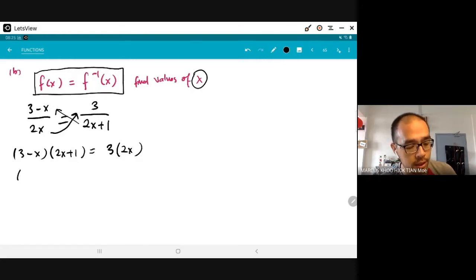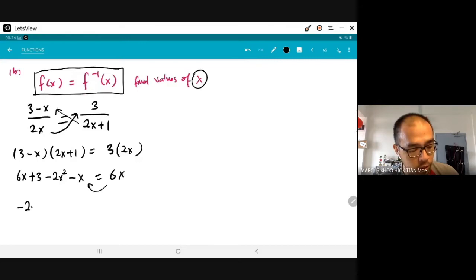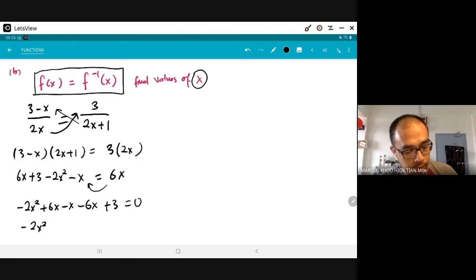Then after this, I think you should have already studied this. Anyway, this is 6x plus 3 minus 2x squared minus x equals 6x. Okay, I move 6x to the other side, and I will get minus 2x squared plus 6x minus x minus 6x plus 3. Which will give me minus 2x squared plus 6 minus 1 minus 6 is just minus x, plus 3 equals 0.